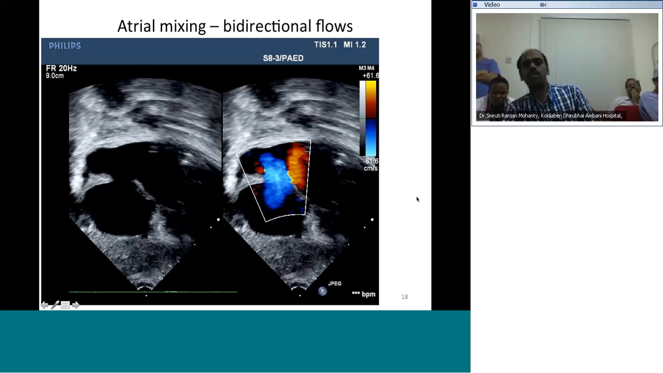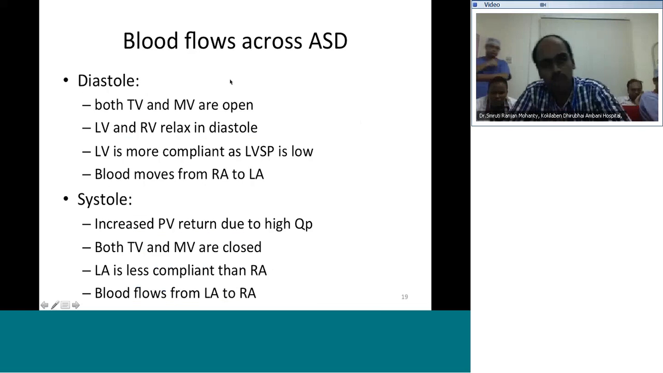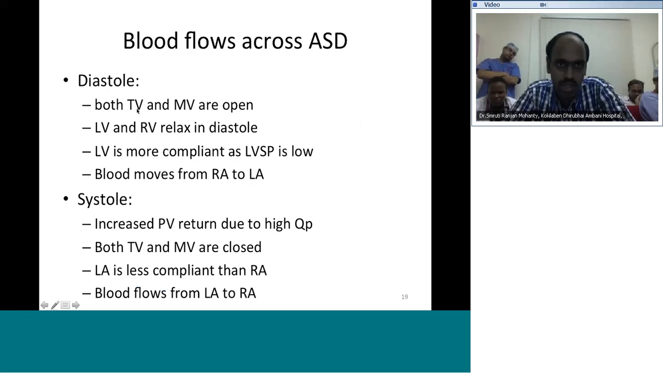Now to understand what this bidirectional flow is, in diastole both the tricuspid valve and mitral valve are open. Both the left ventricle and right ventricle are now relaxing in diastole. LV is more compliant because LVSP is low. RV is less compliant because RVSP is high. So what happens? Blood preferentially moves from right atrium to left atrium. So in diastole, when the tricuspid and mitral valves are open, the blood moves from the right atrium to the left atrium.